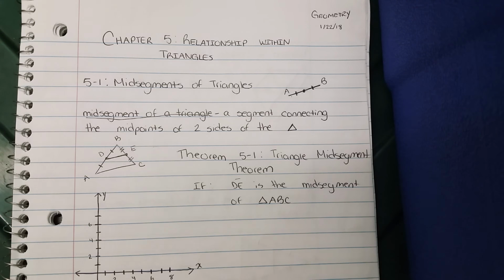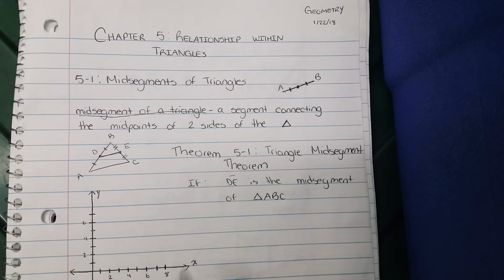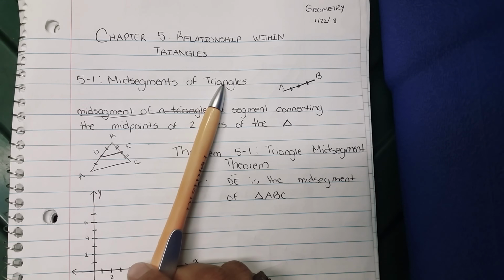Okay, good afternoon, class. We're going to get straight into the lesson. If you recall, in chapter 4, we were speaking a lot about triangles and proving triangles congruent. In chapter 5, we're going to continue speaking about triangles, but we're going to speak about how it says here, the relationship within triangles. We're getting straight into section 5-1, which speaks about midsegments of triangles.